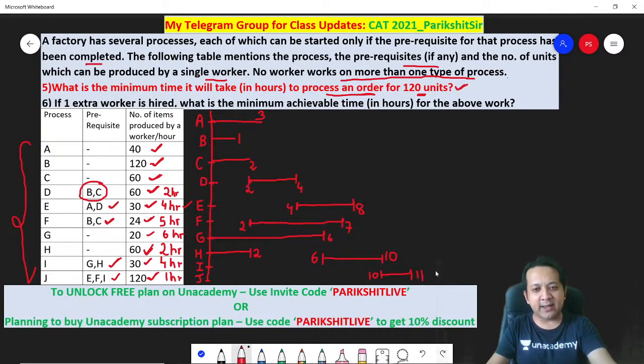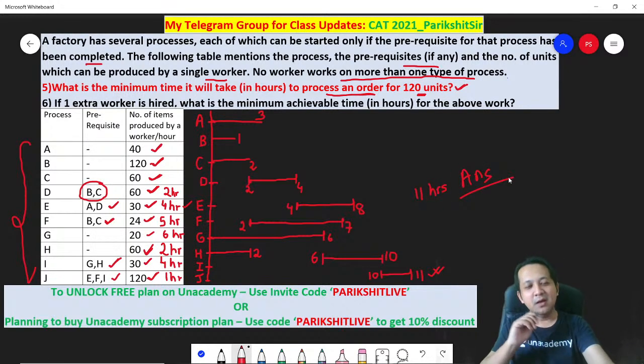So when will the order get completed? The order will take a total of 11 hours to get completed. And that's the answer. Trust me, if you solve this using the methods which are given in your books, this will take a lot of time and you will not even understand.